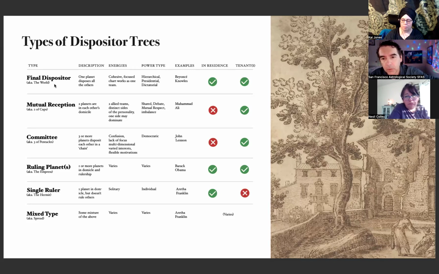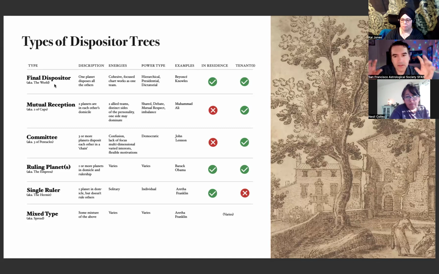Some of the powers described here are sharing, debate, mutual respect, but also the potential for imbalance. Muhammad Ali is an example of that. Going back to the landlord metaphor, neither of these planets has domicile power, but they each have tenants. They each have planets in their signs. Okay, committee. John Lennon has this type.